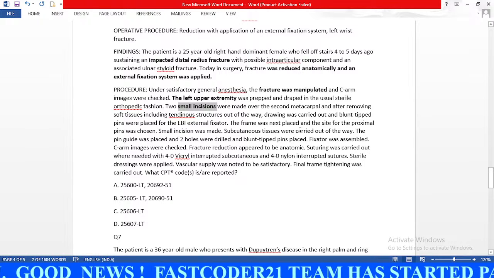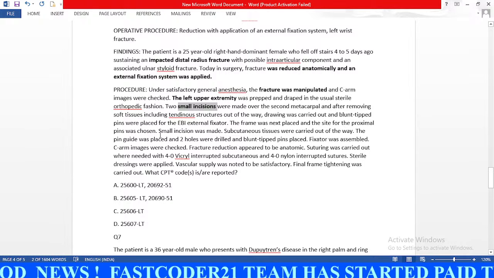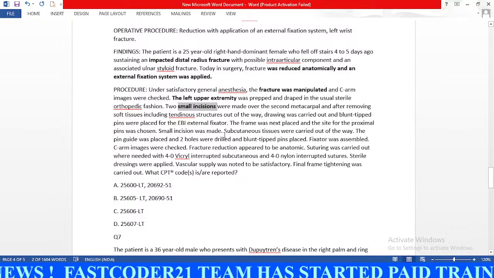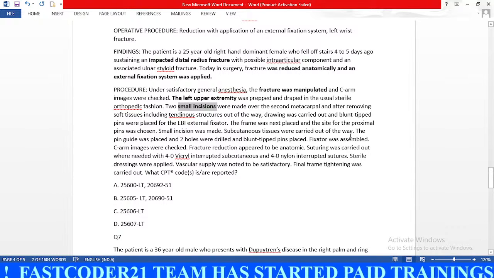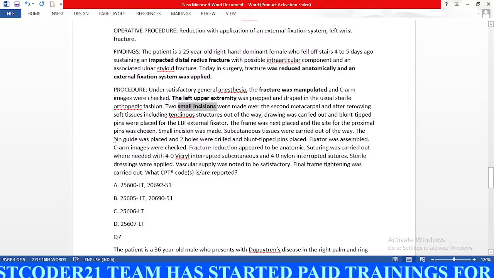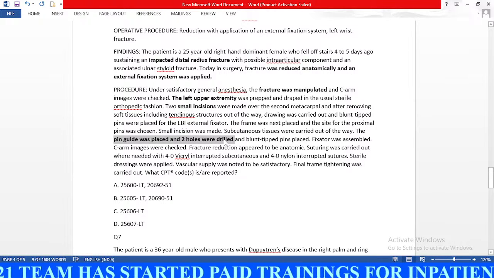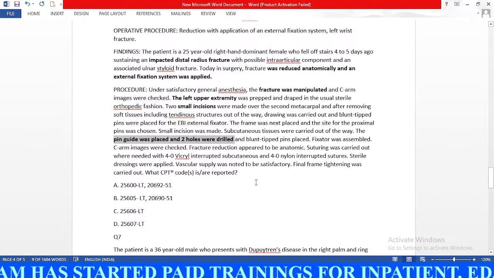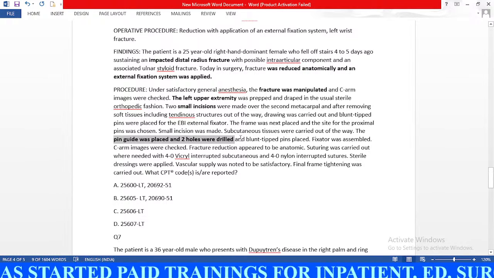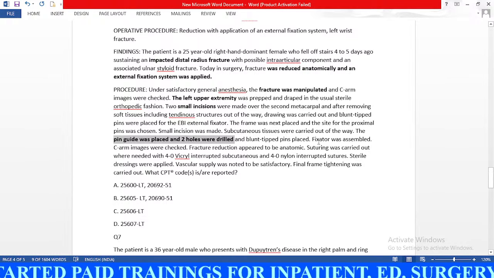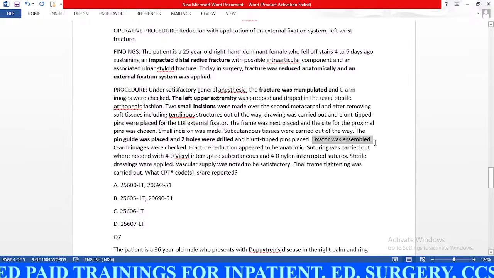So the frame was next placed onto the site for the proximal pins chosen. Small incision was made. Subcutaneous tissues were carried out of the way. The pin guide was placed and two holes were drilled. So this is all the procedure done for external fixation system application. Means the fixation was assembled.